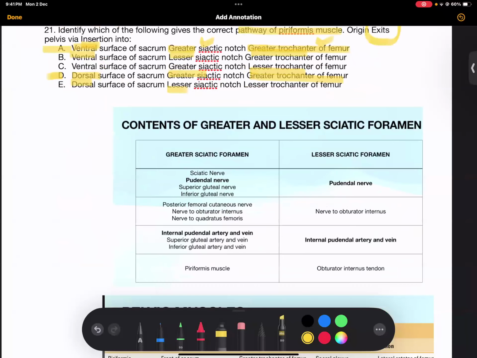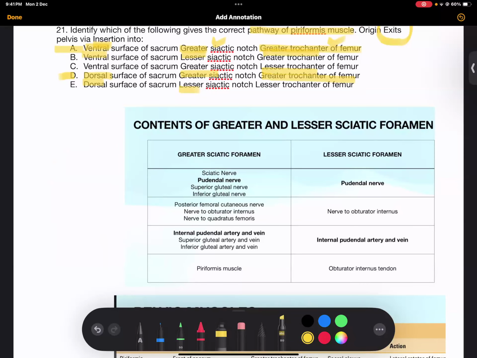This is a very important table. You have to memorize this greater sciatic foramen and lesser sciatic. So just see that the pudendal nerve is in both of these, pudendal vessels are also in both. And the muscles are just two. One is the piriformis muscle and the second is the obturator internus tendon. So this piriformis is in your greater sciatic and obturator internus in your lesser sciatic.